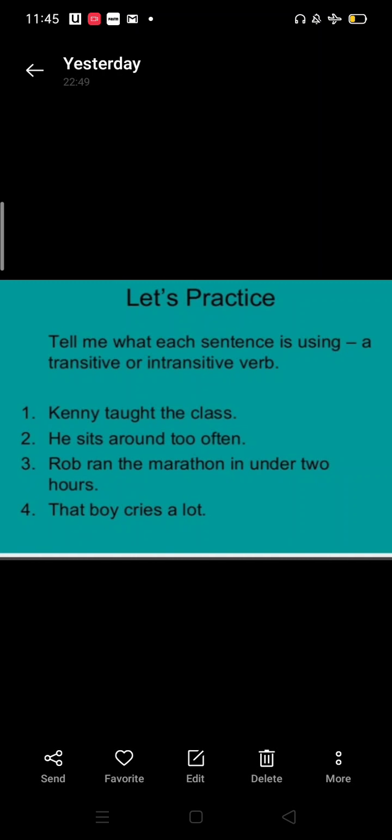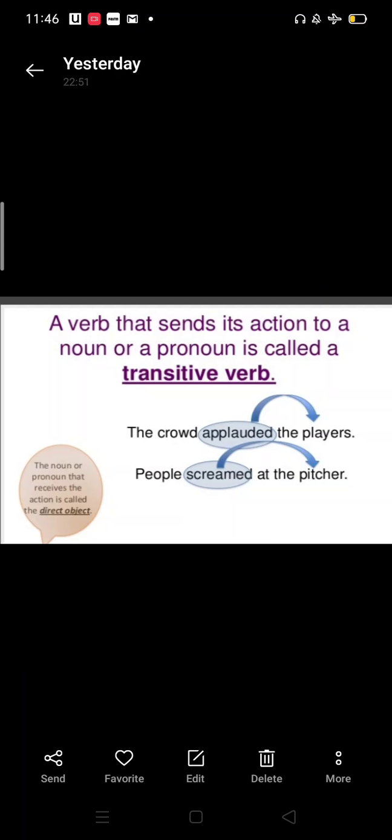That boy cries a lot. Here there is no object, so it is an intransitive verb. So we can say a verb that sends its action to a noun or a pronoun is called a transitive verb. The crowd applauded the players. People screamed at the pitcher. Here the verb sends its action to the noun or pronoun. The crowd applauded whom? The players. People screamed at whom? The pitcher.